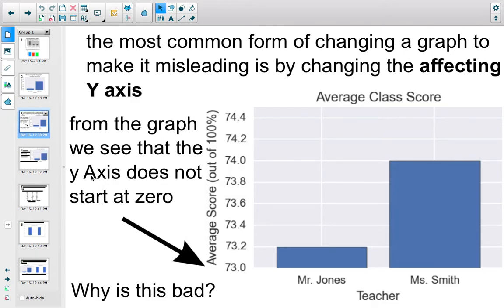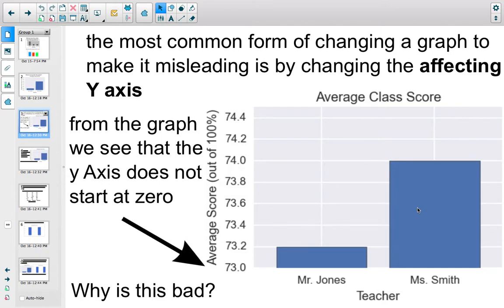From the graph, we see that the y-axis does not start at 0. From all the graphs we talked about, all the graphs started at 0. And then we picked a number to go up by each time. Well, in this case, we started at 73, right? And we went up to 74.4. So really, we went up by 1.4%. And if you look at it, well, 73.2 versus 74%, Mrs. Smith's class is only 0.8% better than Mr. Jones.